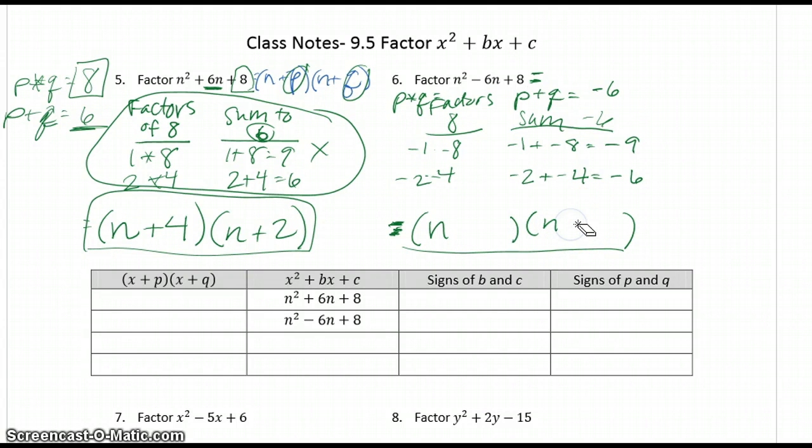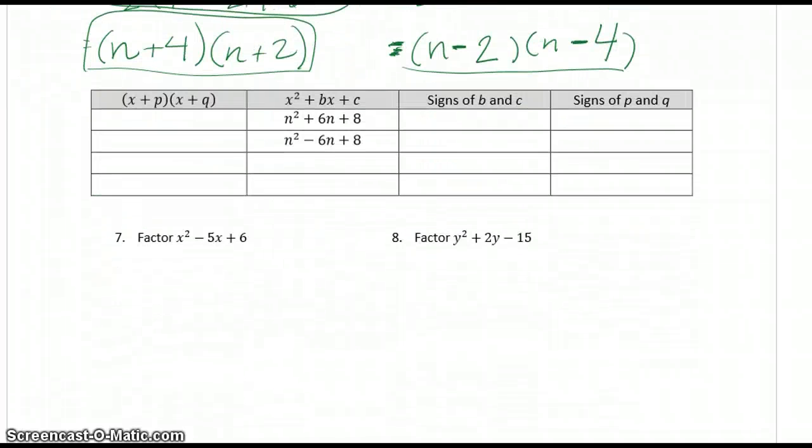So instead of having n plus q, I'm going to have n minus 2 times n minus 4. We can, again, multiply those together and double check that we do, in fact, get our original polynomial. But for the sake of time, we are going to go ahead and move on. But questions on number 6 here? Nope. All right, we're going to skip this chart and just move on down to number 7.